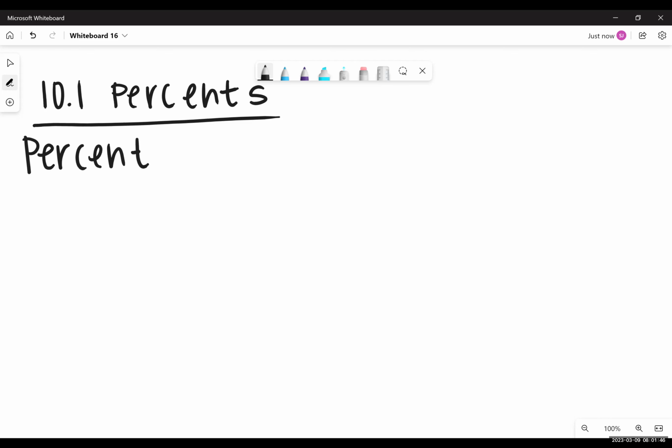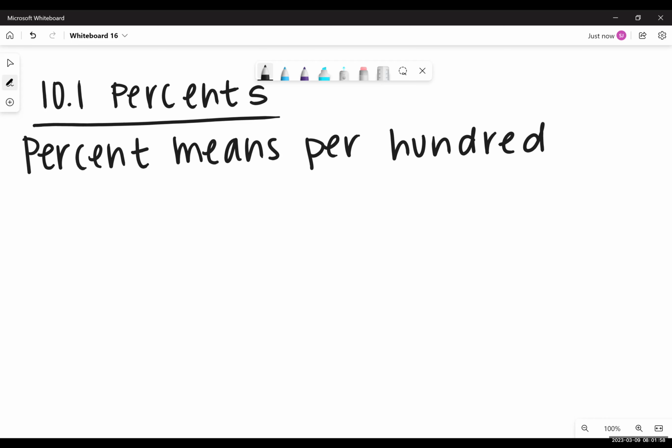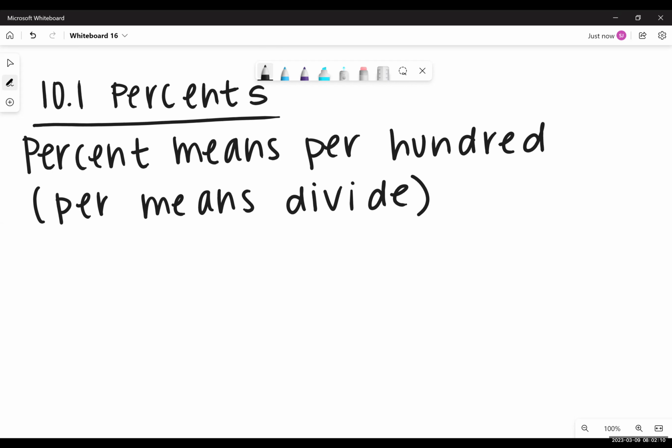I hear you, Peter. Whenever you hear the word percent, what does percent mean? Does anybody know? Per 100. You're not wrong, but technically percent means per 100, where in math per means divide, which would be you dividing by 100, which would be the part of a whole. So yes.